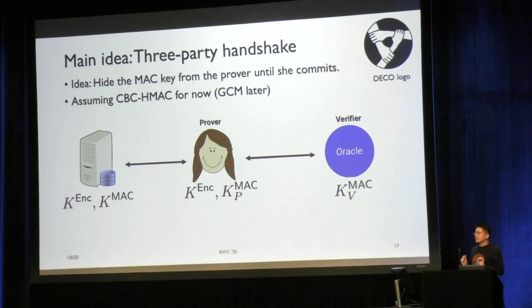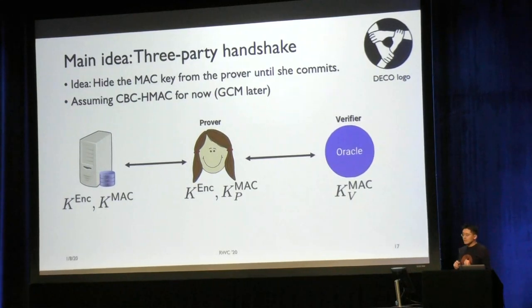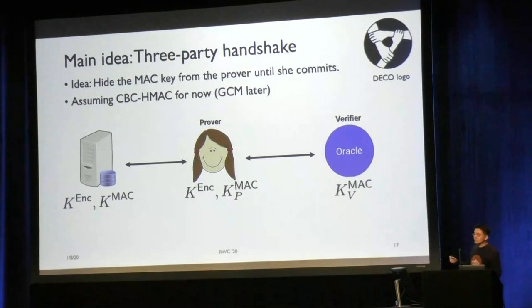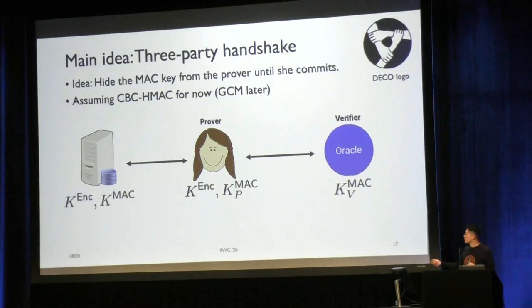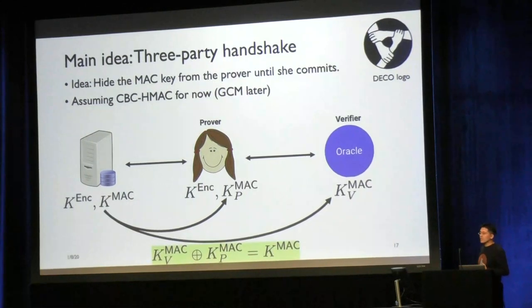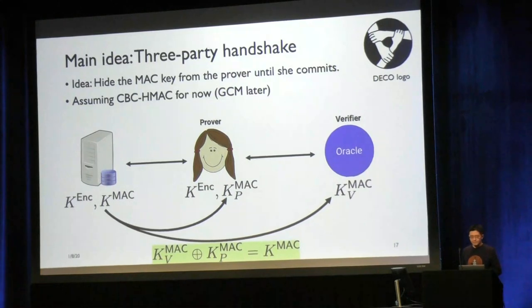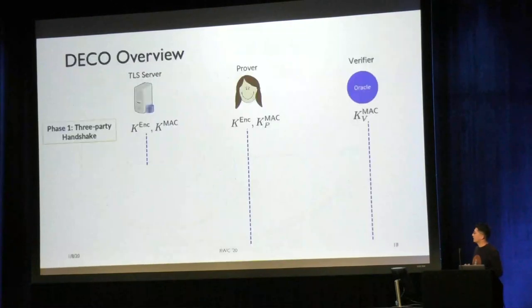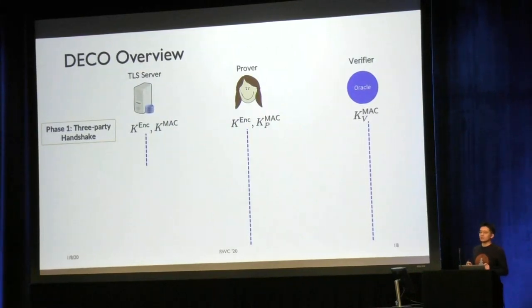In a nutshell, at the end of a three-party handshake, the client and the server will end up having the same encryption key, just as in a regular TLS handshake, but the MAC key will be secret shared between the prover and the verifier. This is the main idea behind the three-party handshake. And the three-party handshake is the first step of Deco.